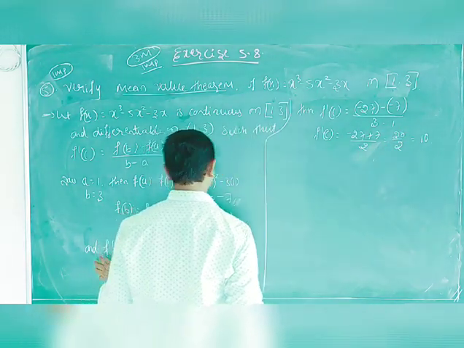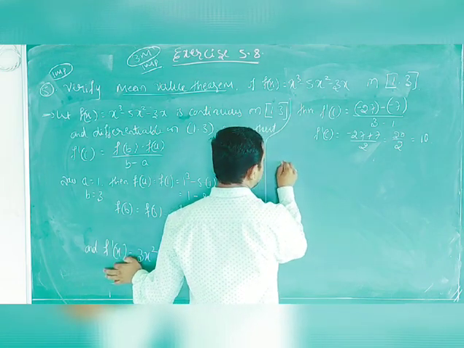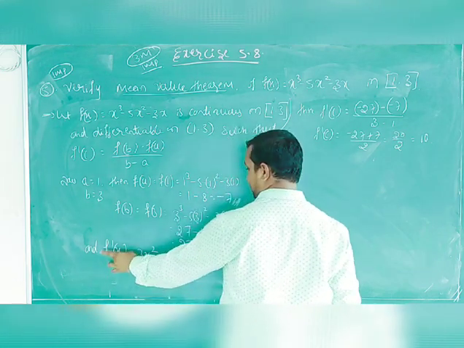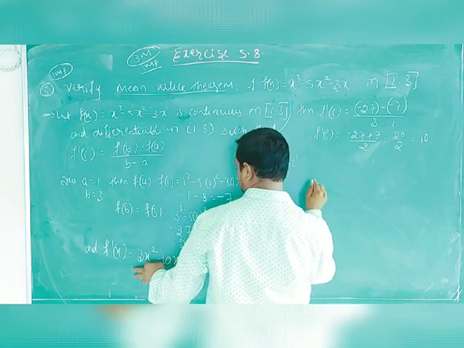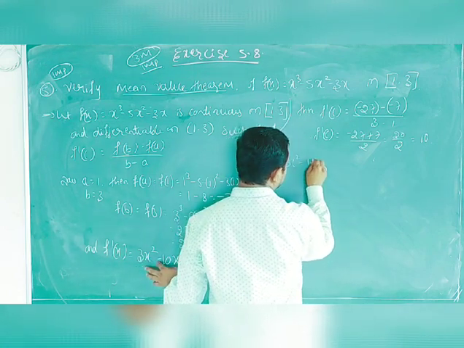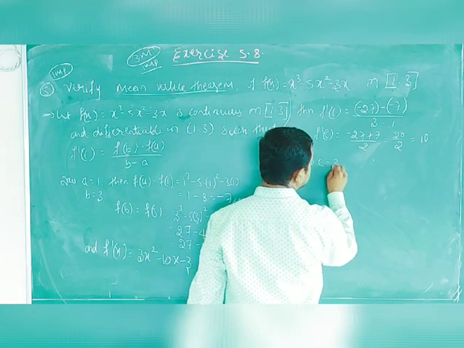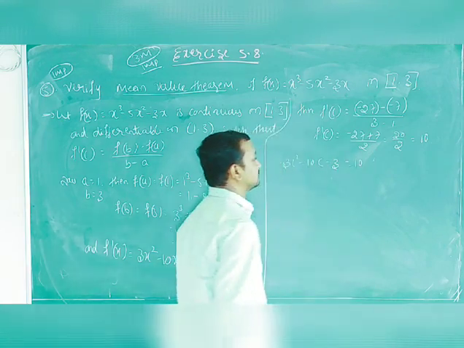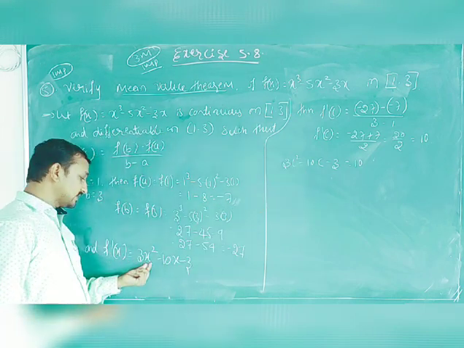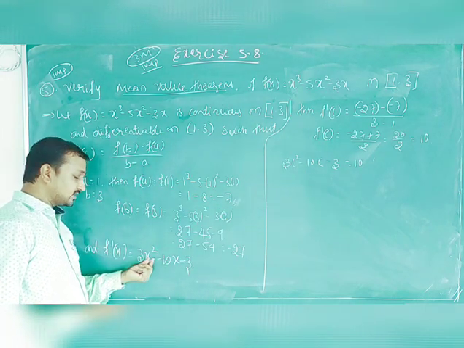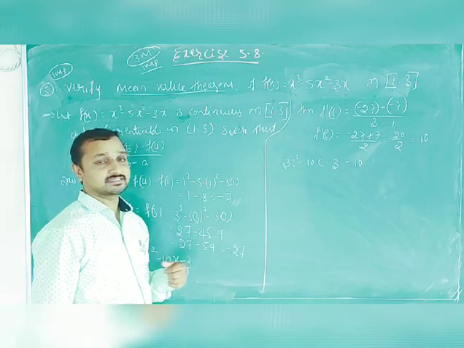Therefore, what is the value of f dash of c? F dash of c is f dash of x, and instead of x we put the value of c. That is equal to 3c square minus 10c minus 3 is equal to 10. F dash of c equal to 3c square minus 10c minus 3.